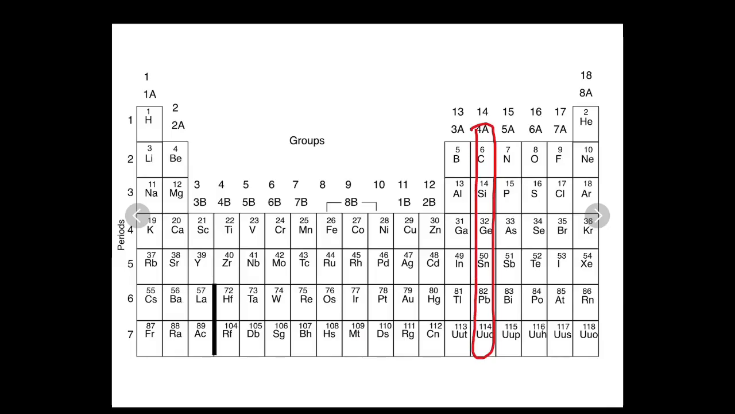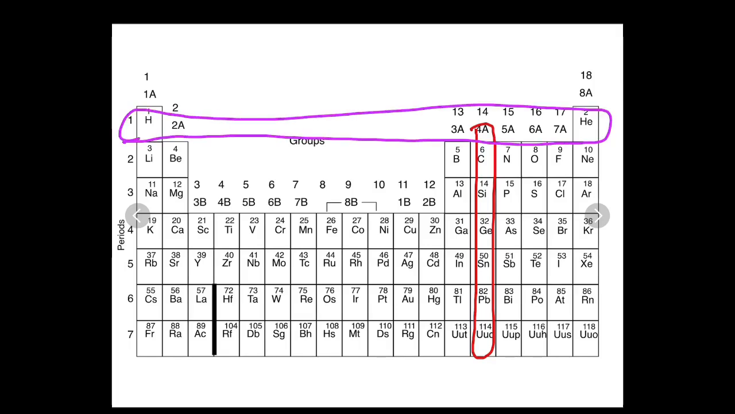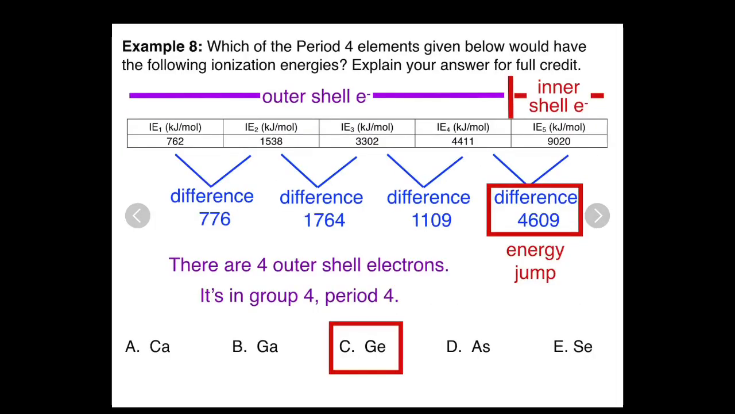Period 4 would be, so where does period 1 start? Remember, this is period 1 right here. It starts from hydrogen and helium, therefore you need to count this as 1. Carbon is located in the second period, this is 3, this is 4. Therefore, the answer would be germanium. So C would be the answer for this. That's how you use the successive ionization energy to tell the location of an element on the periodic table.